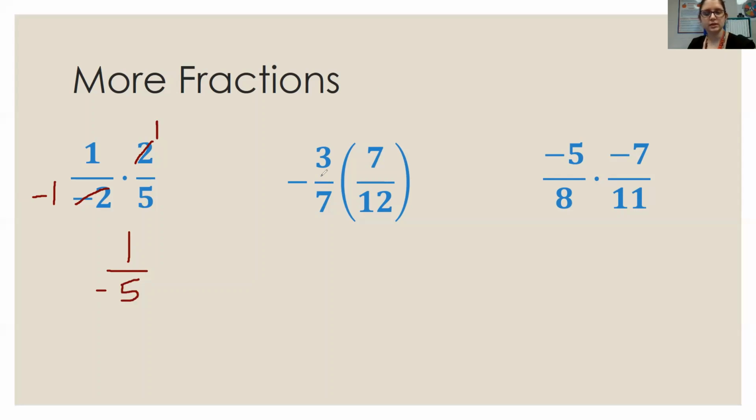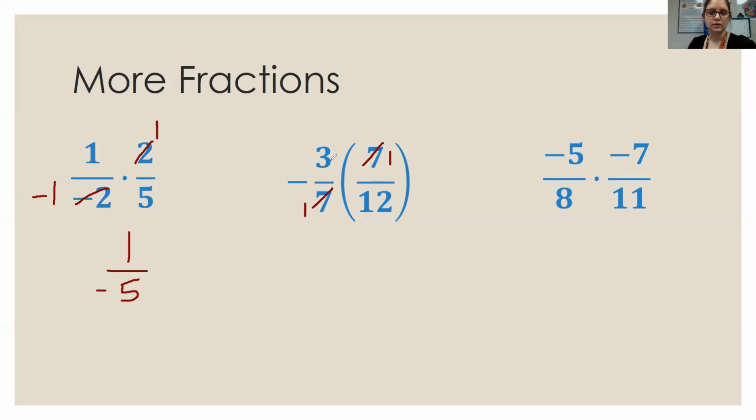Okay, we have 2 more examples. So I have a negative 3 over 7 times 7 over 12. Well, I already see I have a 7 in my numerator and a 7 in my denominator, so those can cancel. 7 divided by 7 is 1. 7 divided by 7 is 1.